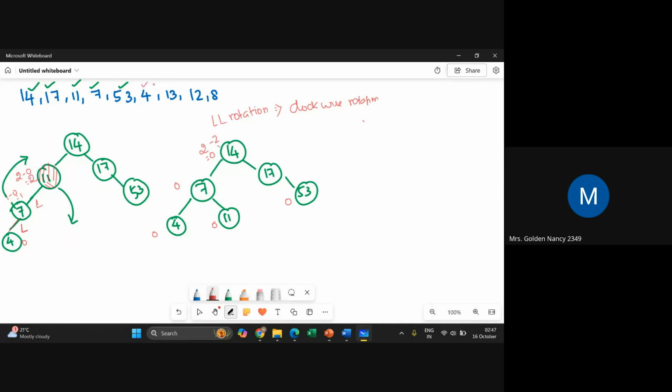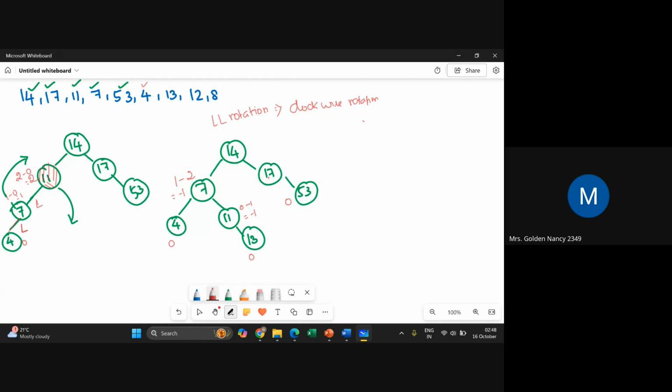Okay, so now you have inserted 4. Next, what is the element you have to insert? 13. So 13 is lesser than 14, left subtree, but it is greater than 7, right subtree, and greater than 11, so right subtree. Now check the balance factor again. A leaf node will always have a balance factor of 0. For 11, no left subtree, but you have right subtree. 0 minus 1 is minus 1. And for this 7, left side 1 node, right side you have 2 nodes, so it is minus 1.